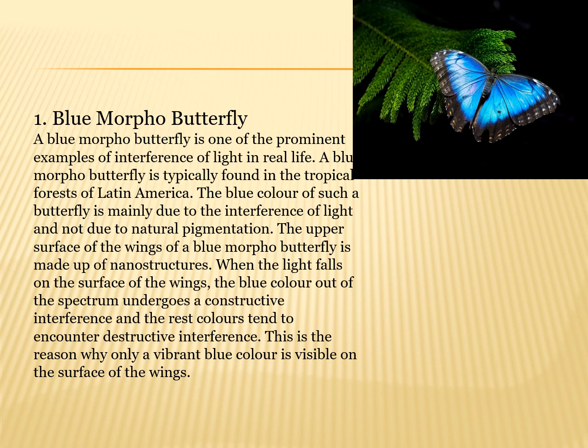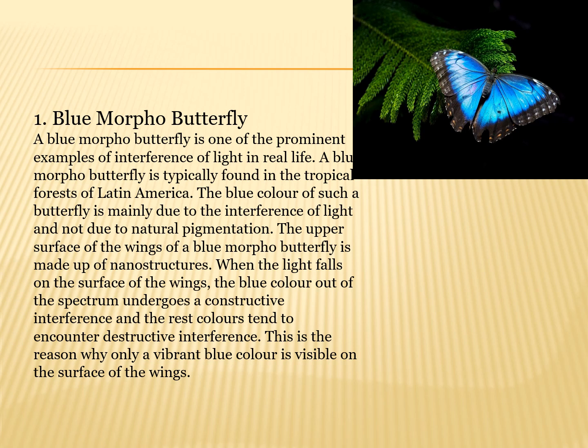Let us see the best examples of interference phenomenon surrounding us. First one, blue morpho butterfly. It is one of the prominent examples of interference of light in real life. The blue color of such a butterfly is mainly due to interference of light and not due to natural pigmentation.